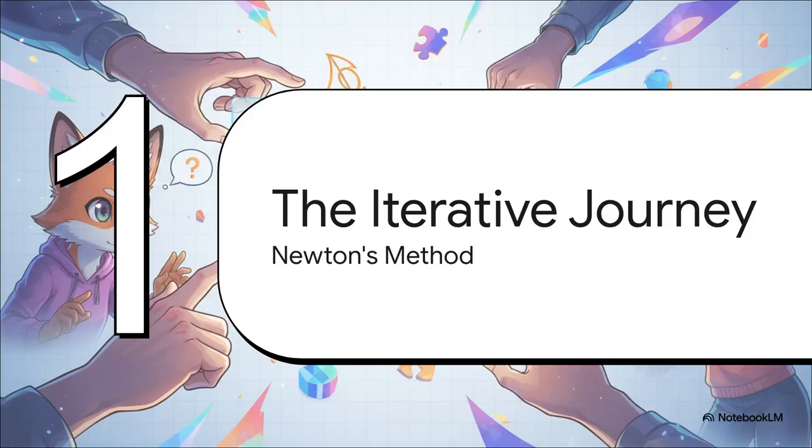So, let's actually follow that journey. How does it get from a random guess to a perfect answer? The solver uses a really powerful technique called Newton's method to find its way. Now, that might sound complicated, but the idea behind it is actually surprisingly intuitive. It's all about taking smart steps.